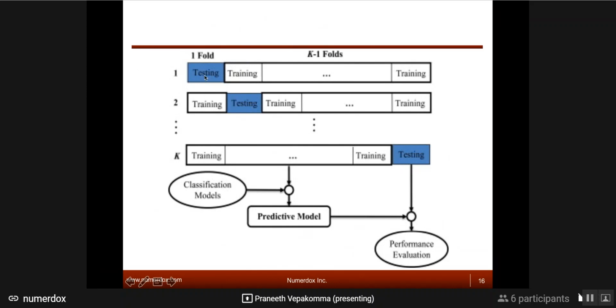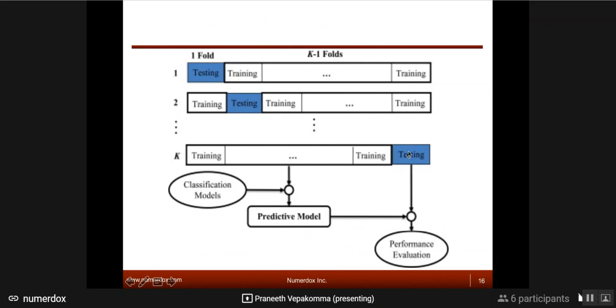In the second pass, you leave another chunk out. The chunk that you left out the first time, you bring back into your data set. Now it is part of your training data, but you leave this chunk out now as the testing data. So you train on this part and this part put together, and then you test your model on this and write down the error. Next time you leave this chunk out, and write down the error like that.